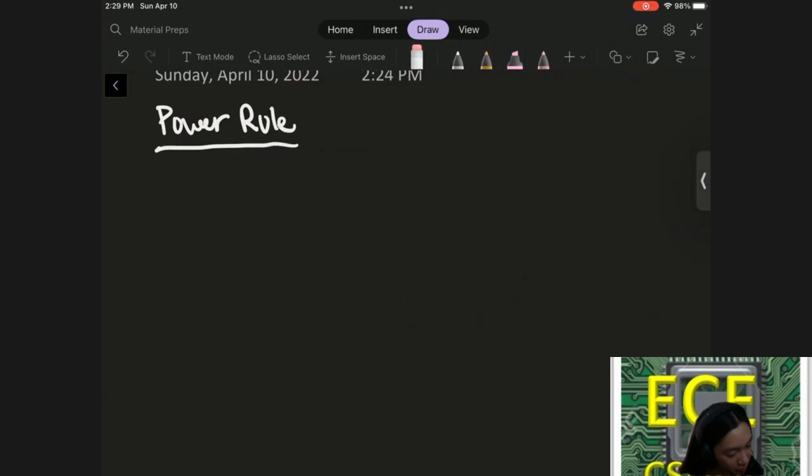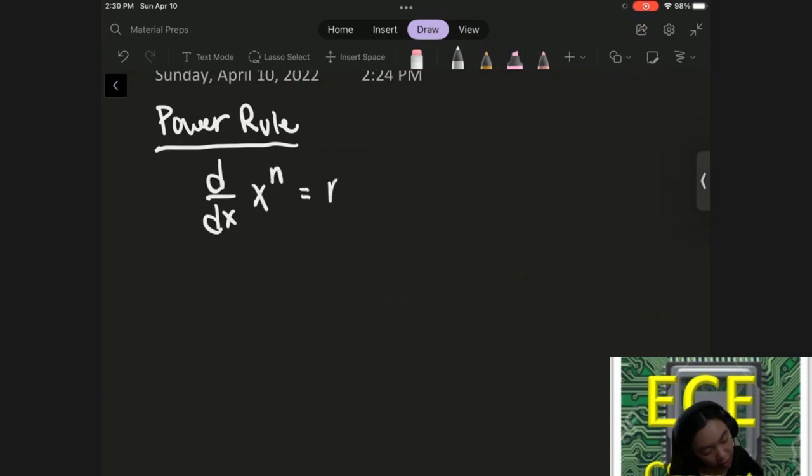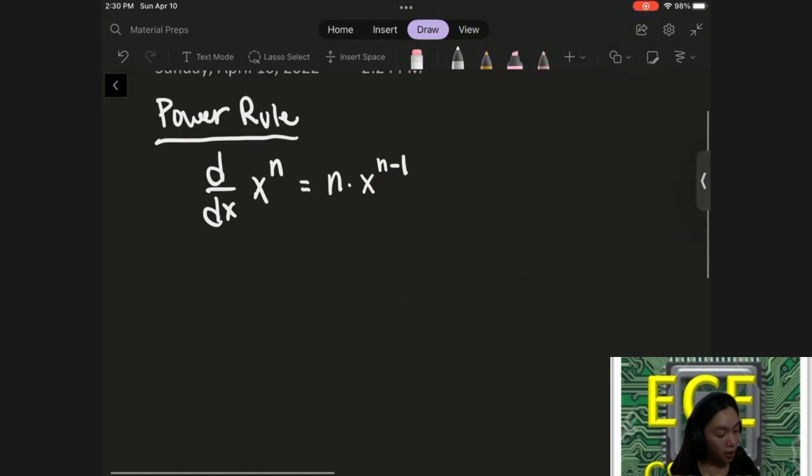That's supposed to be a U. Okay, well, U-L-E. Okay. So the power rule states that the derivative with respect to x of a function x to the n equals n times x to the n minus 1 power. Pretty simple. All right, so let's do an example of it.